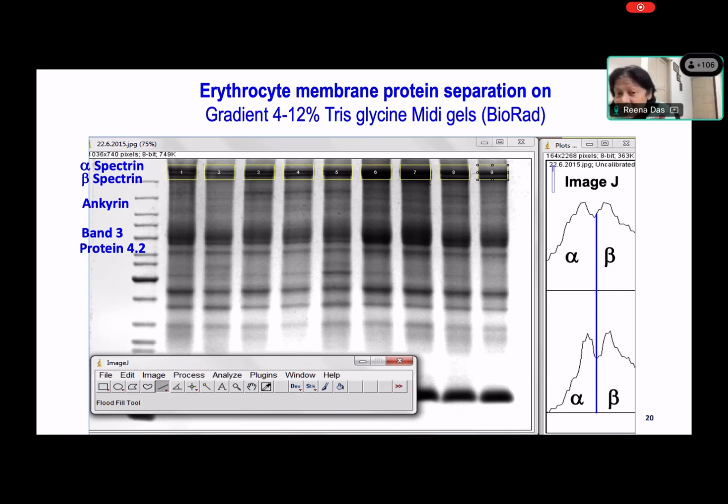So the gel, basically, it's a polyacrylamide, SDS polyacrylamide gel, which is a gradient gel. And we look at the bands here. So you can see that if you look at this lane, you can see the upper band, which is the alpha spectrin. The next band is the beta spectrin.